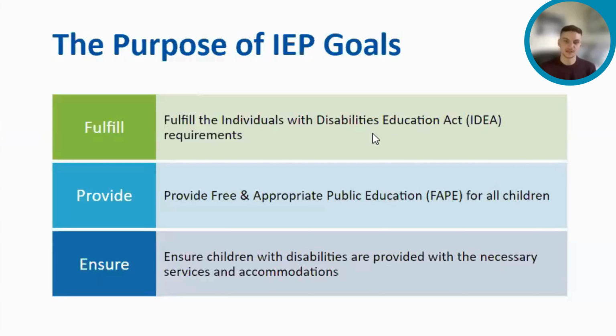So again, in our first training, that free and appropriate public education is exactly what it sounds like. It's a free and appropriate education provided at a public institution. And really the goal of these IEP goals is to provide that to our children, to make sure that we're receiving a free and appropriate public education. And we're also there to ensure that our children with disabilities are supported and provided with the necessary services and accommodations that they need. So really these IEP goals will identify what that support looks like, who's providing that support, and really what that entails.